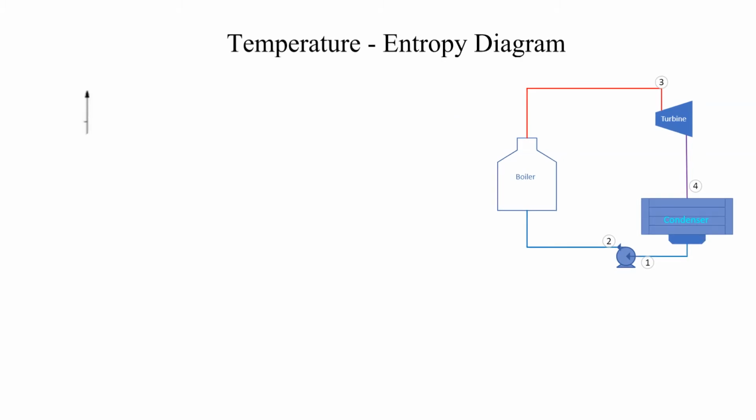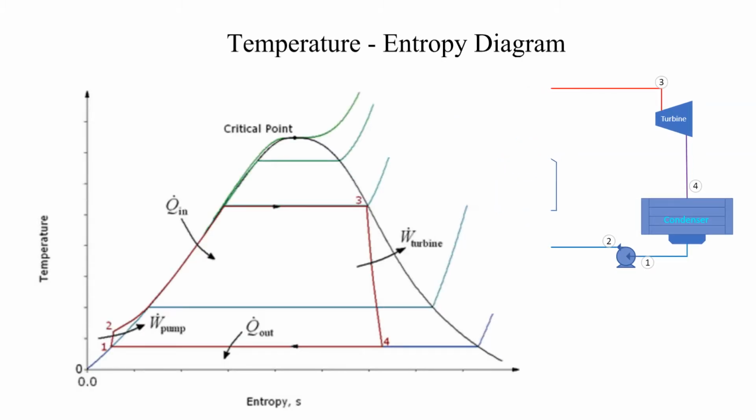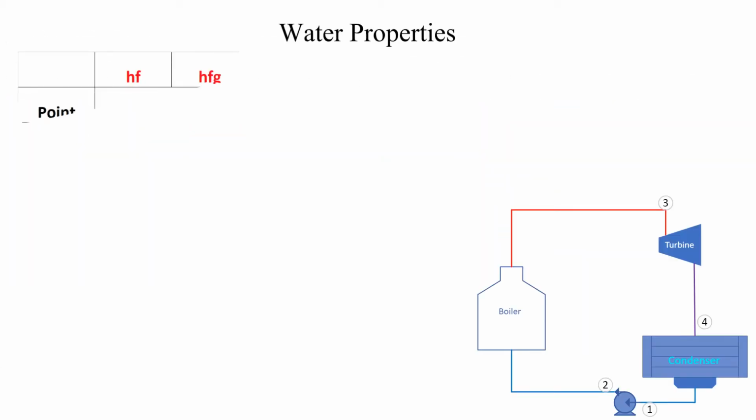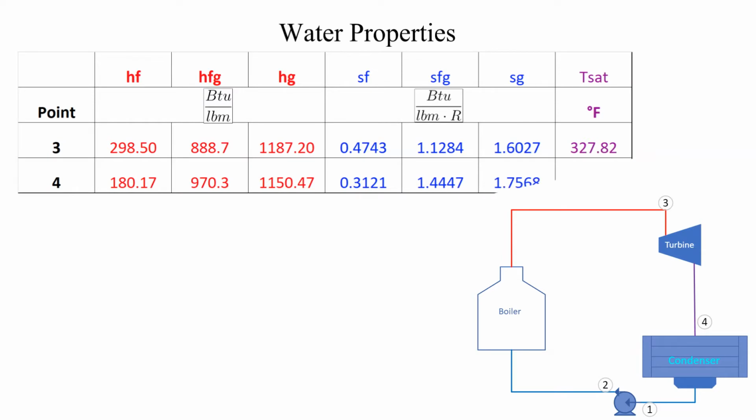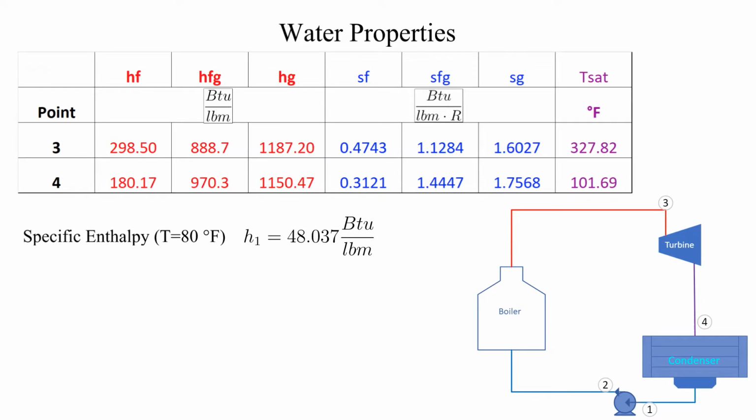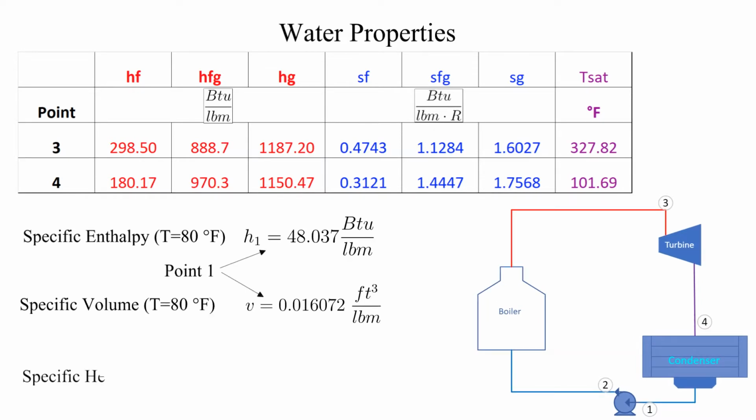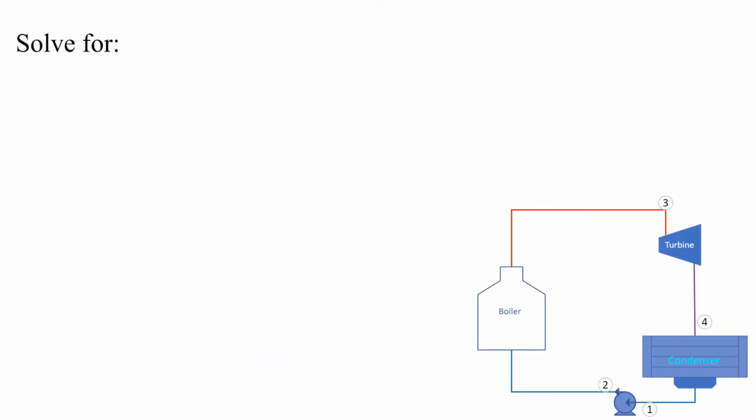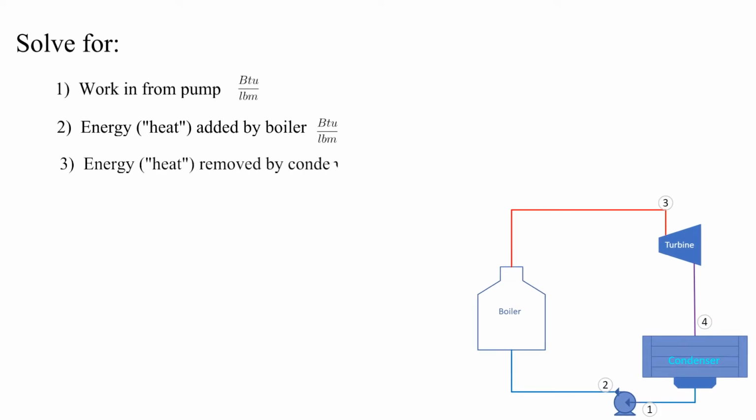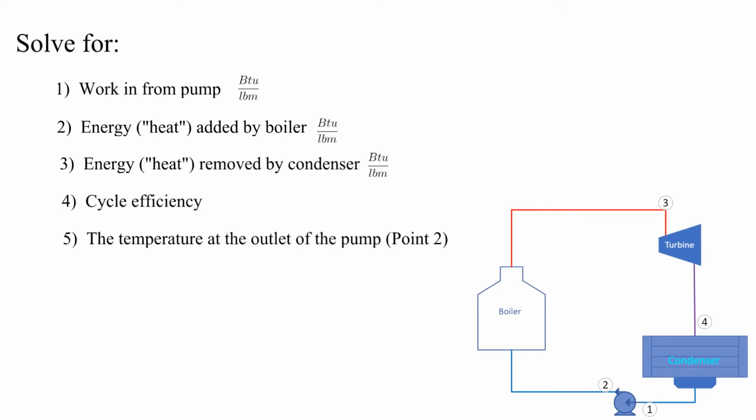Shown here is a temperature entropy diagram with labels corresponding to our cycle. Listed are the water and saturated steam properties that will be needed to solve this problem. Listed are the desired results: pump work, heat added by the boiler, heat removed by the condenser, cycle efficiency, and the temperature at the discharge of the pump.